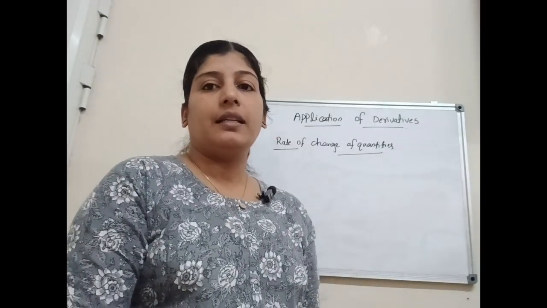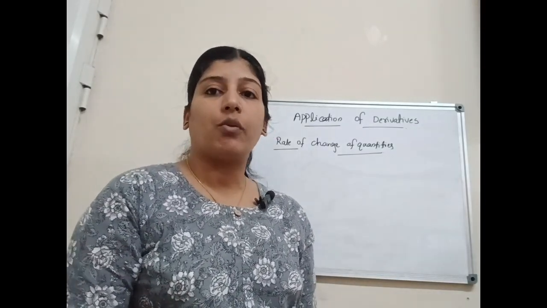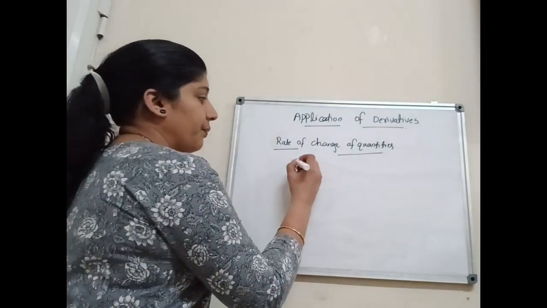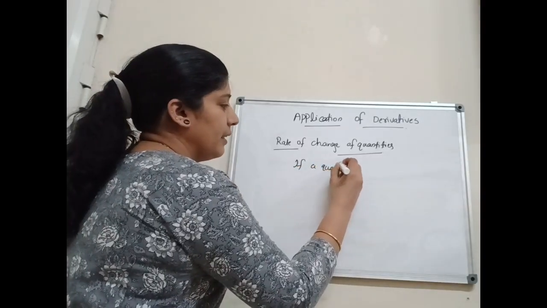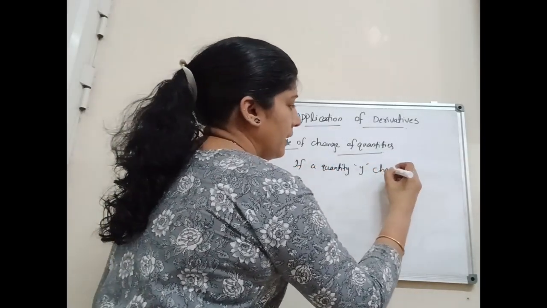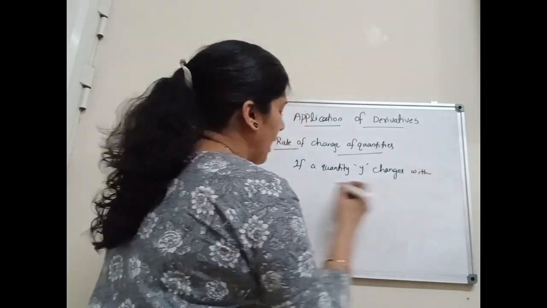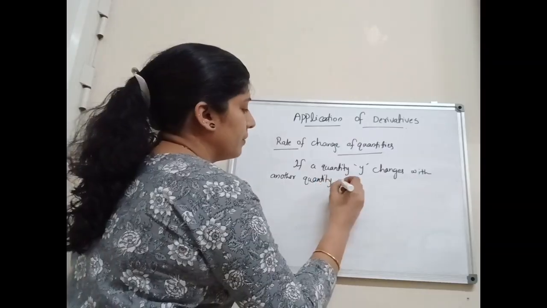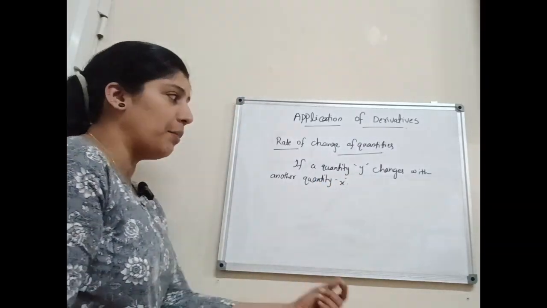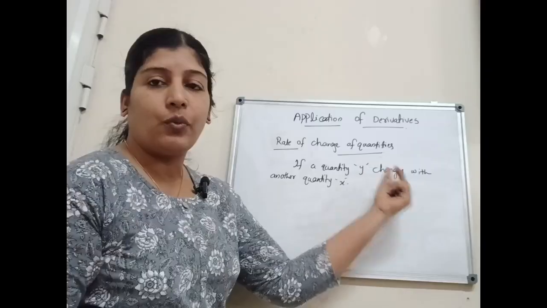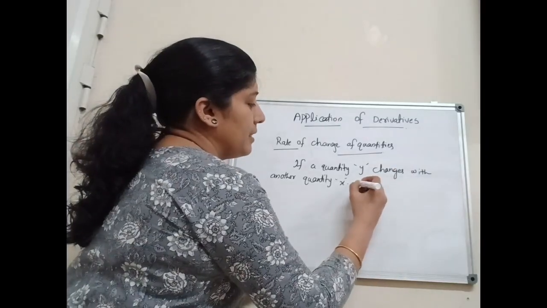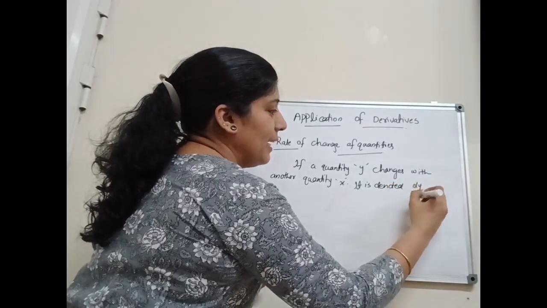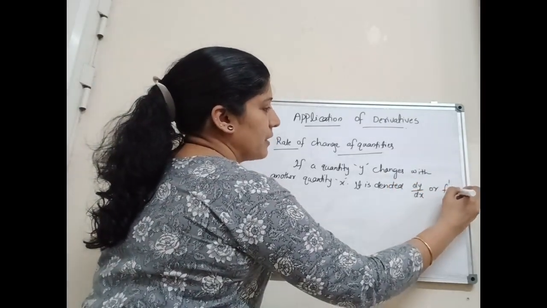That means if a quantity y changes with another quantity x, how can we represent? It can be represented as the rate of change of quantity y with respect to another quantity x. Here it is denoted by dy by dx, or it is also denoted by f dash of x.